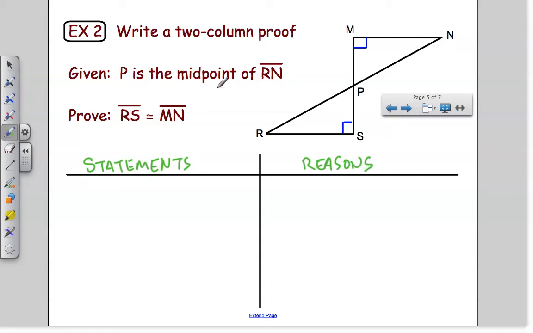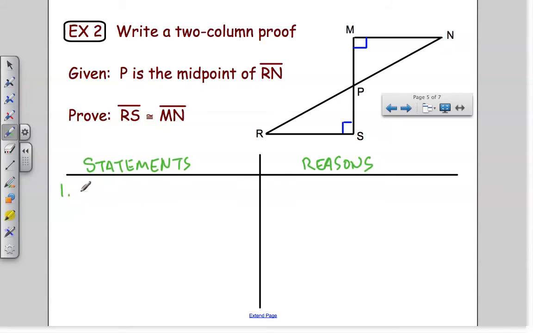Alright, I'm given that P is the midpoint of line segment RN. What does it mean to be the midpoint? It means it's in the middle. It means it cuts that segment into 2 congruent segments. It bisects. They kind of go hand in hand there.